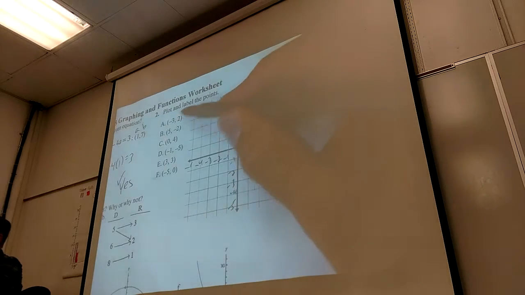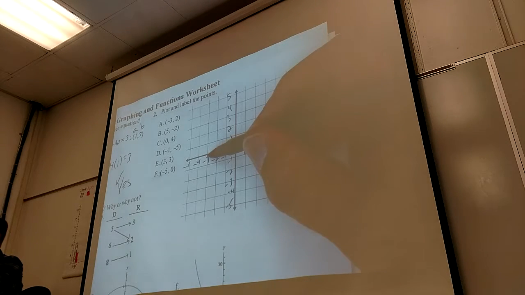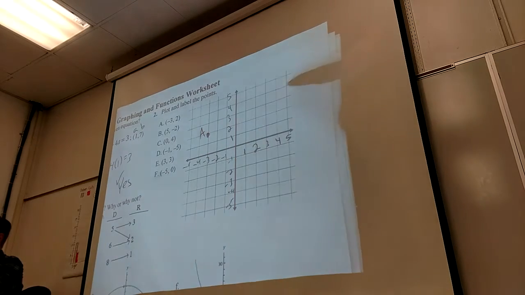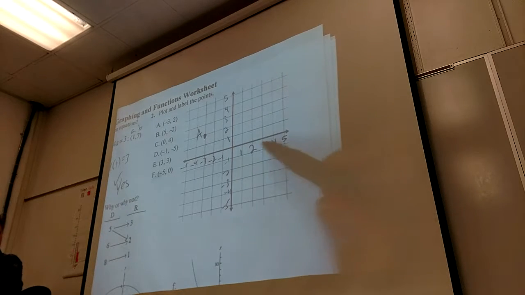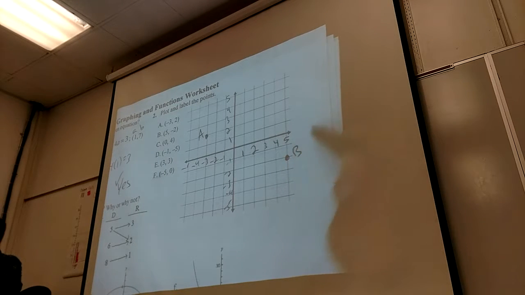So where's negative 3, 2? Yeah, 3 back. Up 2. I like it. So that's point A. Then 5, negative 2. Over 5, and down 2. I like it. That's B.